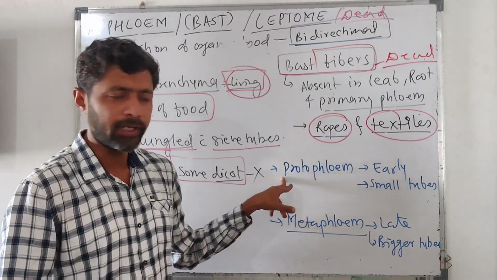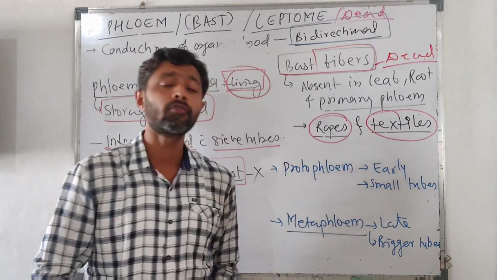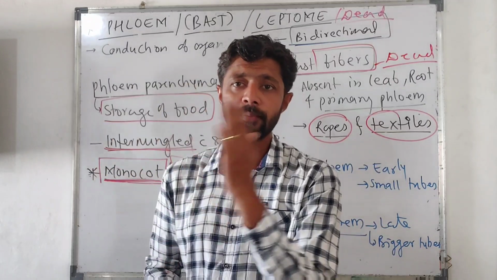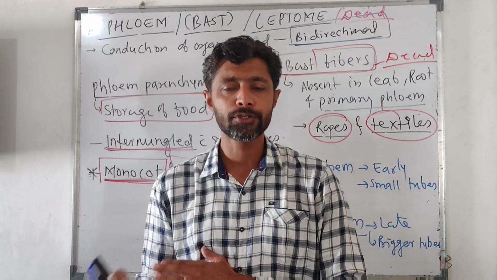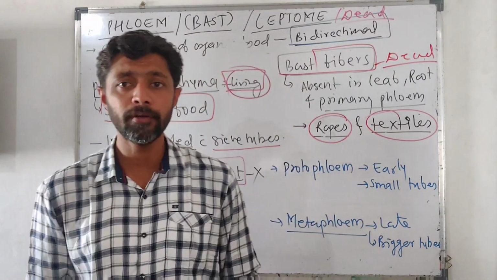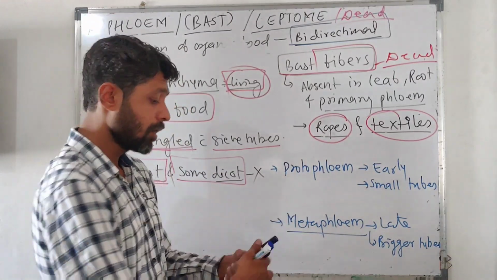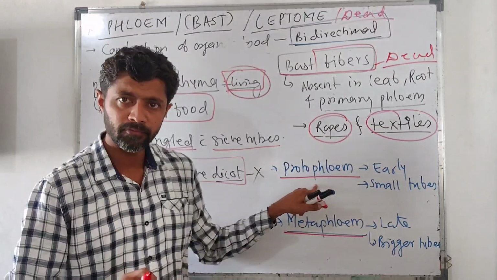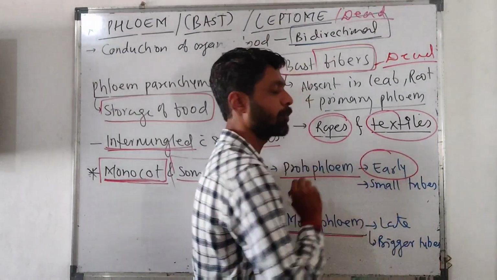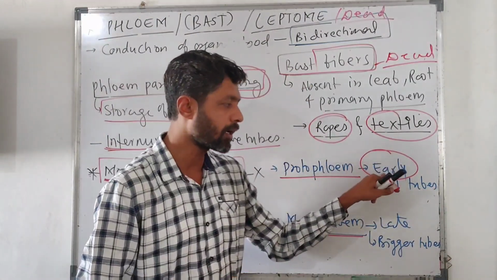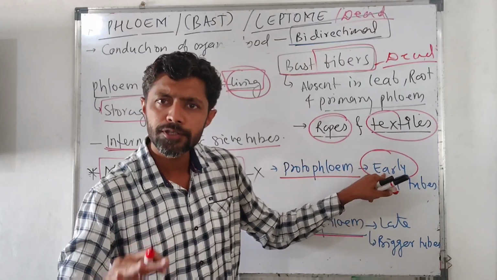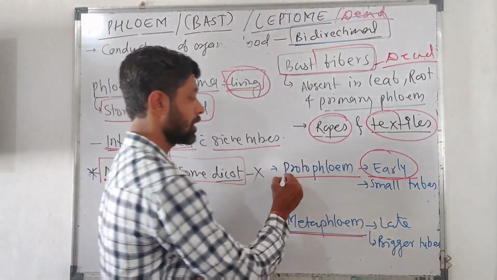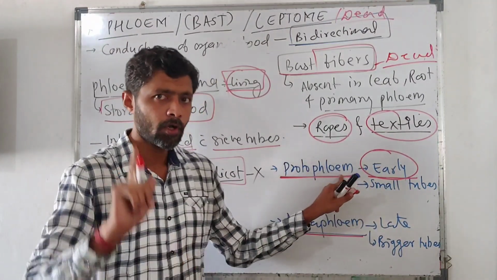On the basis of development, phloem is also considered as protophloem and metaphloem. Similarly, we have considered protoxylem and metaxylem. The early form xylem is called protoxylem, the late form xylem is called metaxylem. Here also we consider protophloem and metaphloem. The protophloem is the phloem which is formed early in the plant body, early meaning whenever the plant was small.